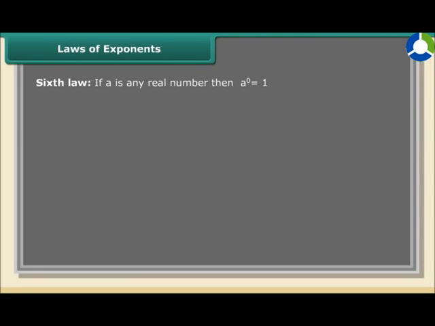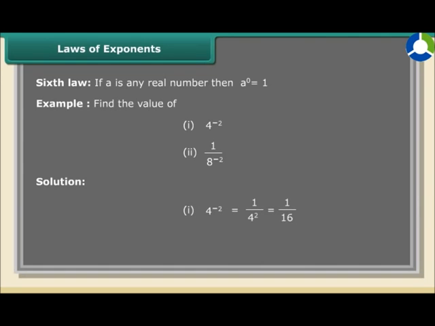Sixth law. If a is any real number, then a^0 is equal to 1. Example. Find the value of 4^(-2) and (1/8)^(-2). Solution. 4^(-2) is equal to 1 upon 4^2, which is equal to 1 upon 16. (1/8)^(-2) is equal to 8^2, which is equal to 8 into 8, which equals 64.